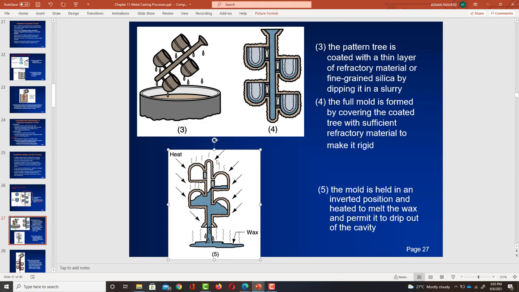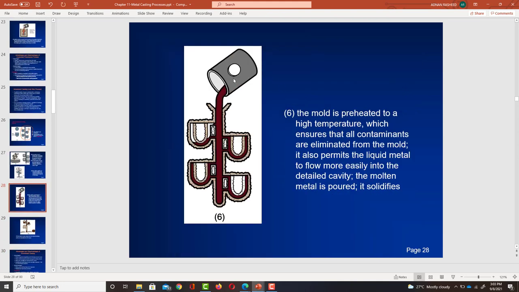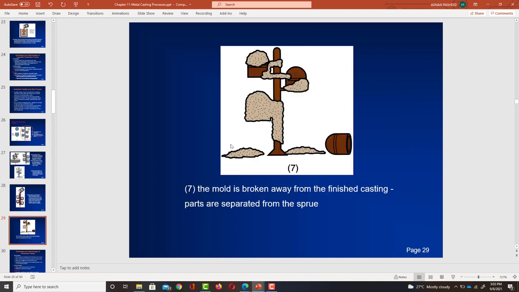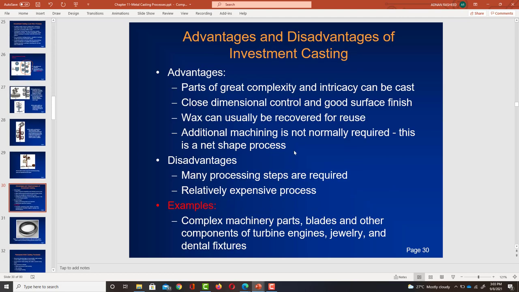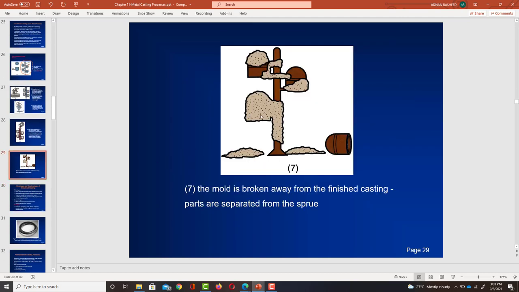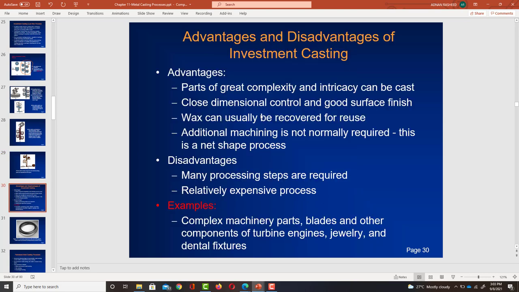Now you have this mold cavity, so you have to pour the molten metal, and upon filling and solidification process you can then remove the sand or refractory material from the casting, and you can remove the final parts from the whole casting. Clear? So this was all about investment casting, that is known as lost wax process.